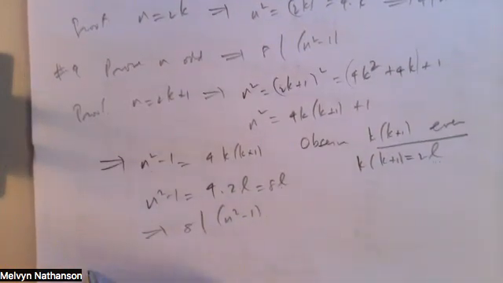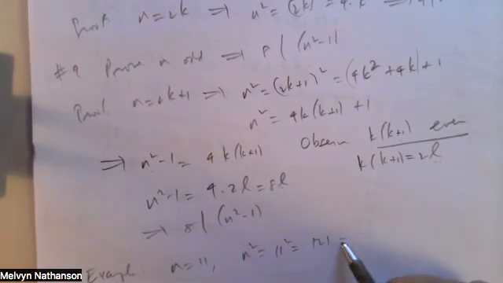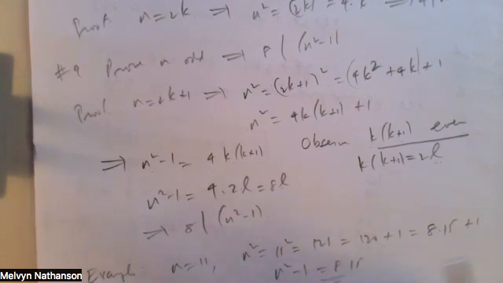So for example, if you take an odd number, say n equal to 11, n squared is 11 squared, which is 121. That's 120 plus 1. 120 is 8 times 15. So n squared minus 1 in this case is 8 times 15, divisible by 8. Any questions about this?